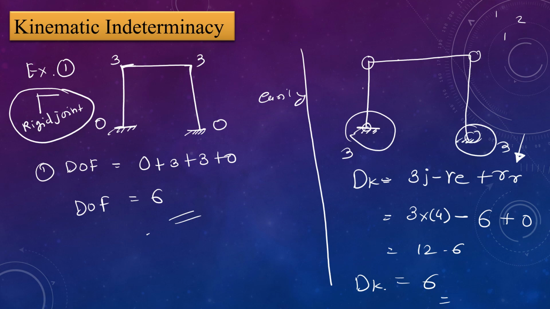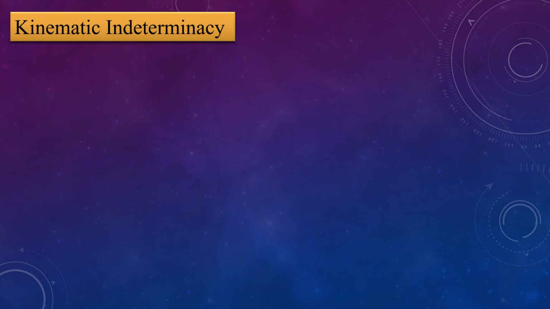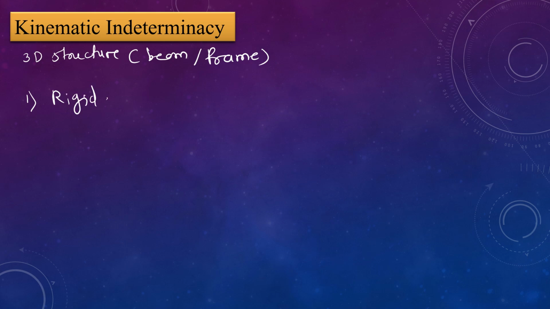Then next is kinematic indeterminacy for a 3D structure, in case of a beam or frame. In that, first is the rigid joint. A rigid joint is like this. This is the rigid joint, in case of a frame or beam, and the degree of freedom for this rigid joint is 6.